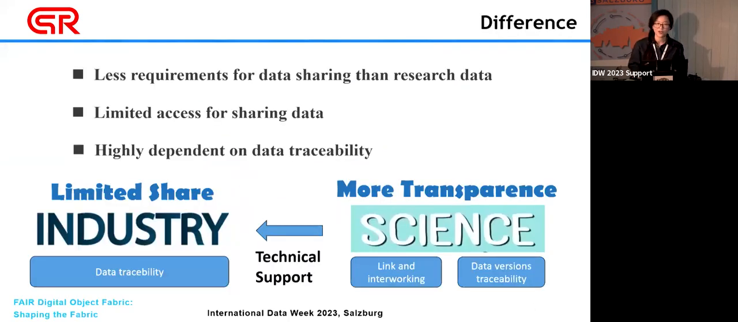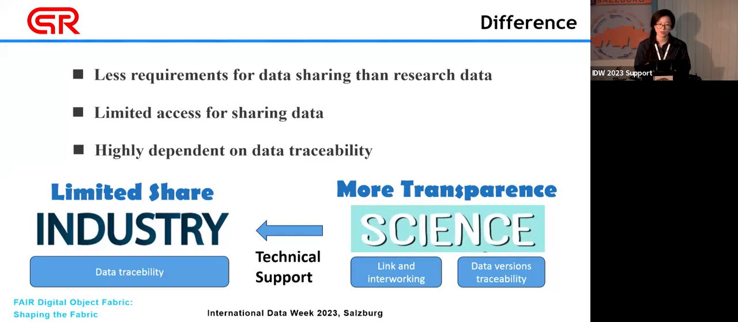So first, I would like to say that industry and science are a little bit different about data sharing, especially the data policy. For science, especially for researchers, they would like research data to be shared more and more, the better the transparency. But for industry, because the data is commercially sensitive, sharing is limited. They will share the data with the supply chain only.